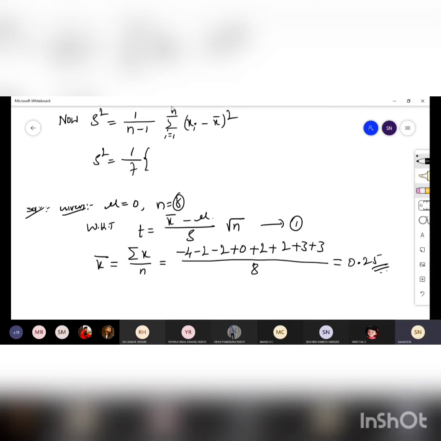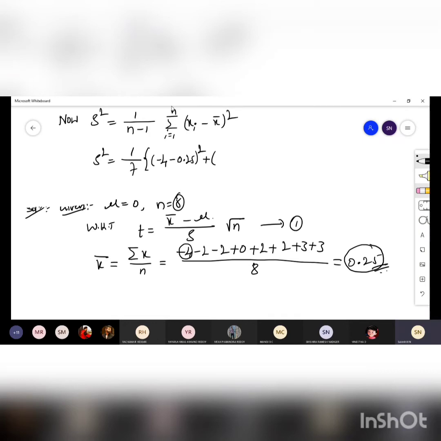What is xi? Xi means, as we already said in the summation, i is equal to 1 to n. i is equal to 1 to 8 we have. So the x1 value will be minus 4. Therefore, minus 4, and minus x bar, which we already got as 0.25, whole square.